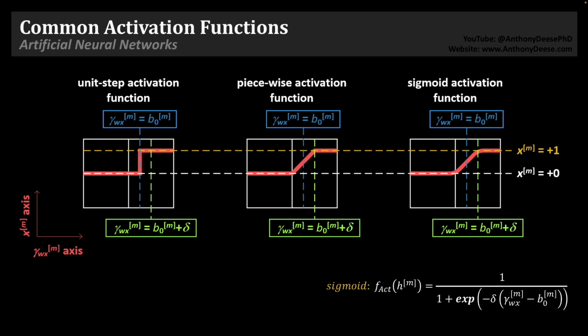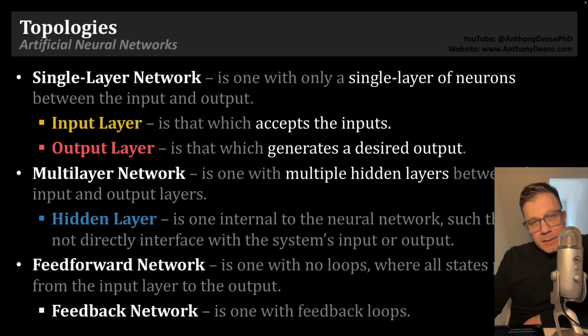The third activation function is the sigmoid activation function. It uses a similar offset bias threshold and window as defined for the other two. As you can see, the shape of this function resembles the piecewise. It's essentially the piecewise with some rounded off corners, and its behavior is defined by this expression below.